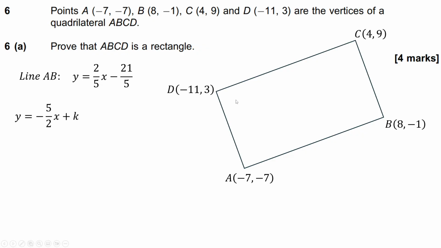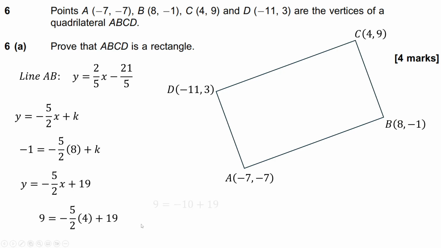Okay, and then I'm going to do basically the exact same thing. Okay, so we've got this line here. And now I'm going to pass it through this point here. So we've got this new line. Okay, so just evaluate that, you'll get this. Okay, and then I'm going to show that passes through C, so just plug in 4 and 9.